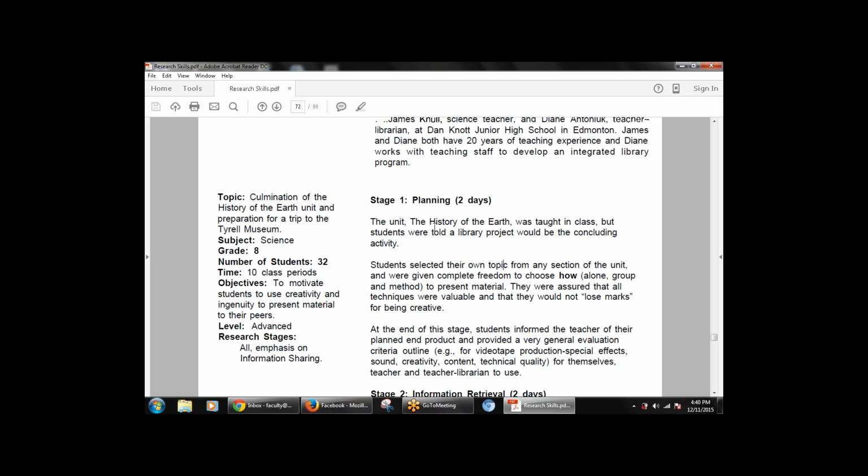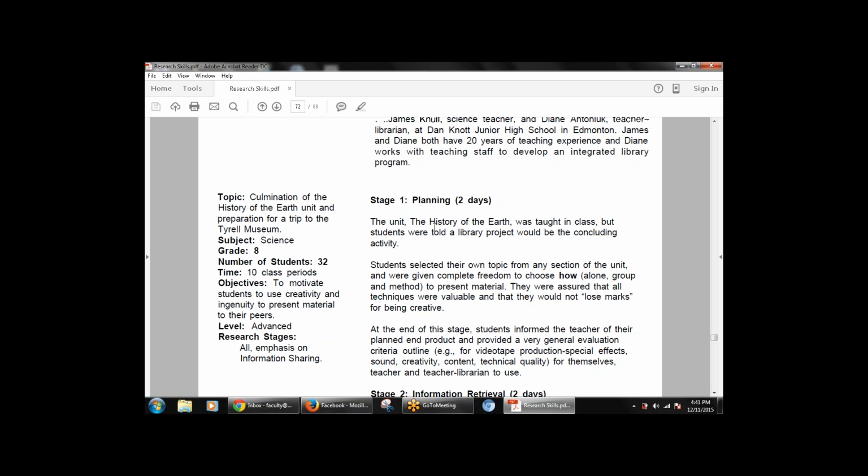That means they selected their own topic from the sections of the unit, and were given complete freedom to choose how: alone or in a group, and the method to present the material. And they were assured that all the techniques were valuable, and that they would not lose marks for being creative.